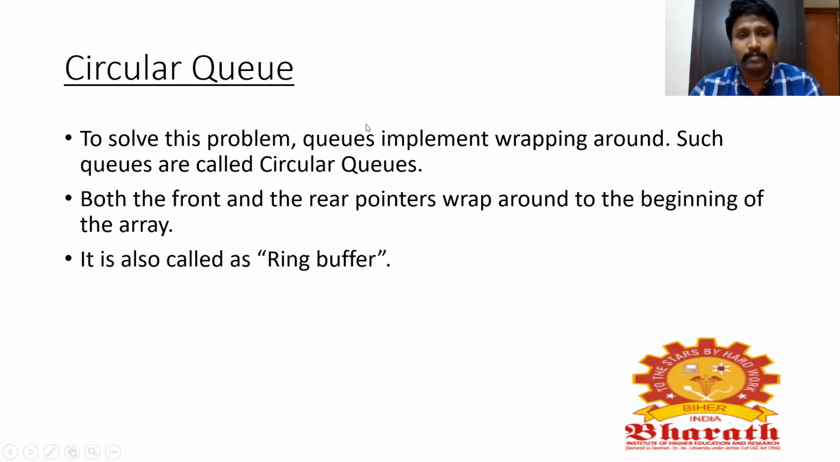To solve this problem, queues implement wrapping around; such queues are called circular queues. Both the front and the rear pointer wrap around to the beginning of the array. This is called the ring buffer.